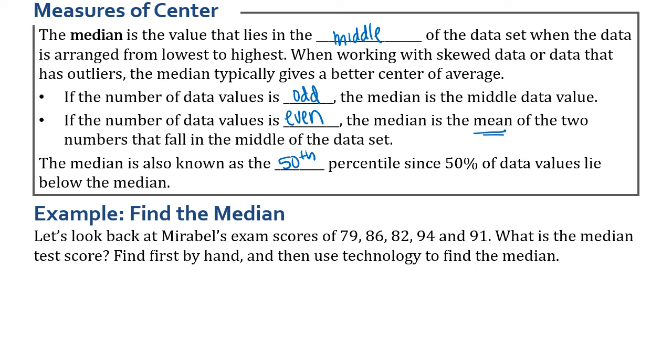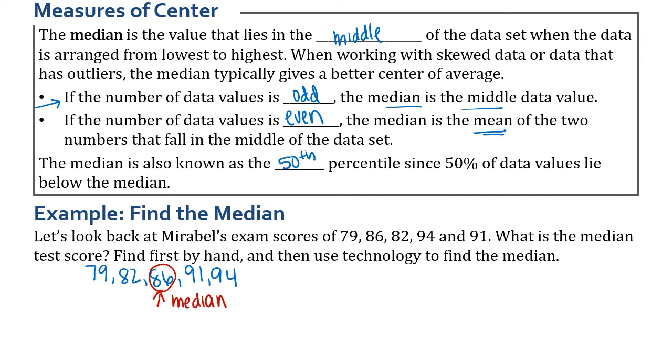What is the median test score? If I were to find this by hand, the first thing that I need to do is to put this data in order. So 79, 82, 86, 91, and 94. In this situation, I have an odd number of data values, so the median is going to be the value that falls in the middle. So which value falls in the middle? And that's 86. That falls right in the middle there. So that means my median is 86.